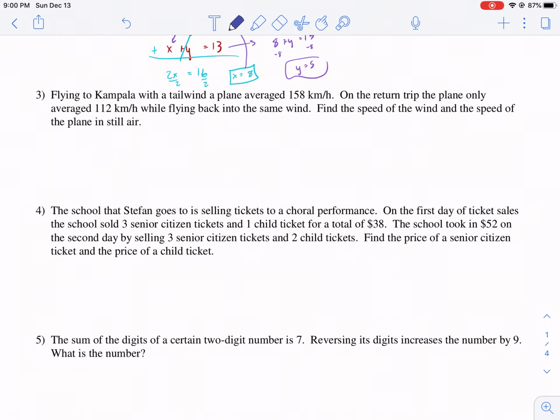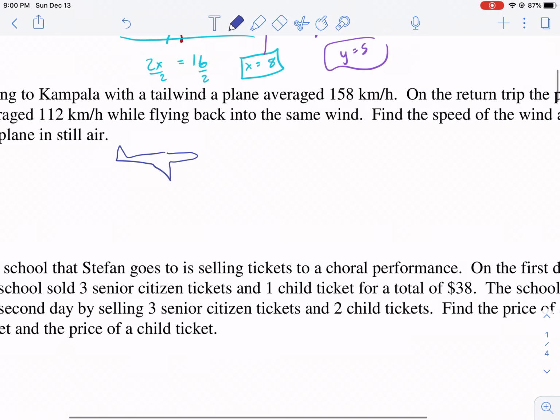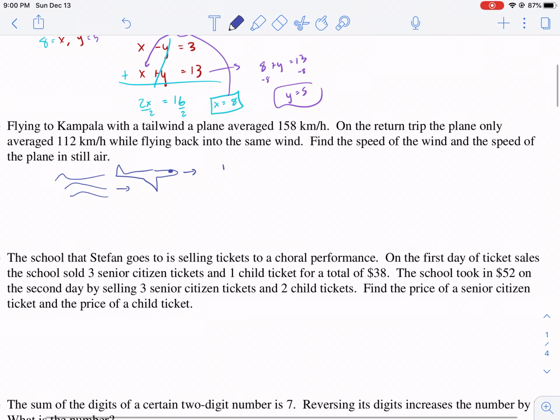Flying to Kampala with a tailwind, a plane averaged 158 kilometers an hour. Okay, so let me kind of draw this out graphically. So we have an airplane here. Very nice airplane if I say so myself. Okay, and it's flying with the wind. So the wind is going this way, and the plane is going that way. And it averaged 158 kilometers an hour.